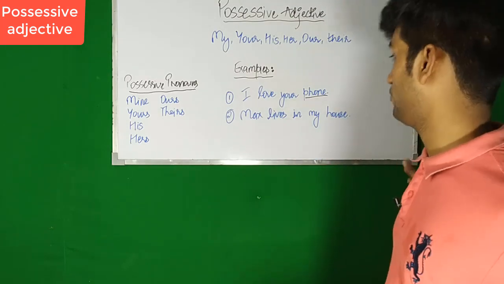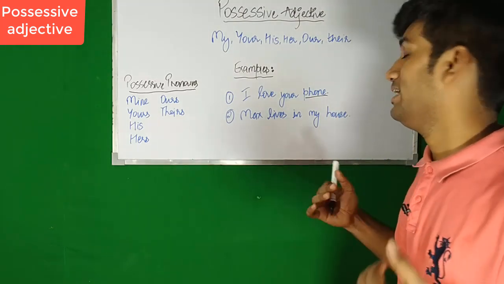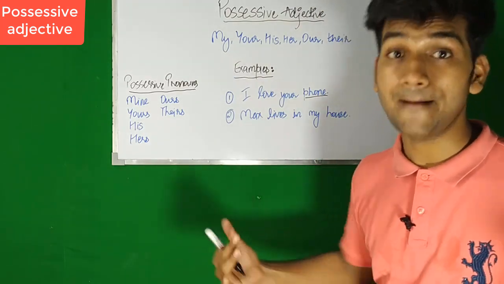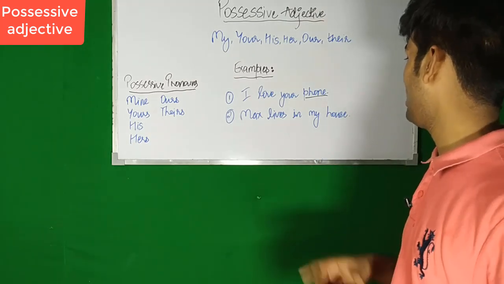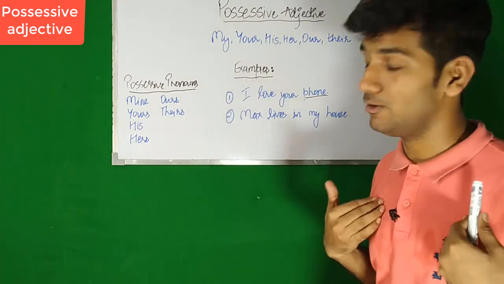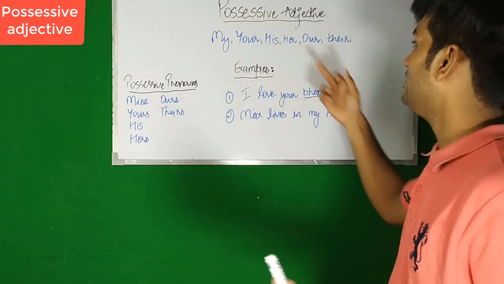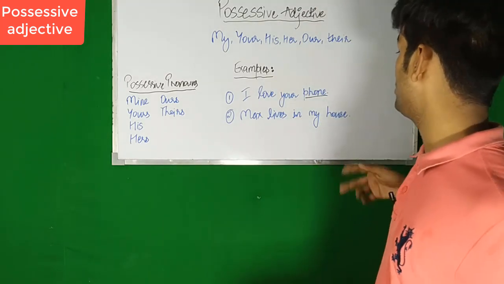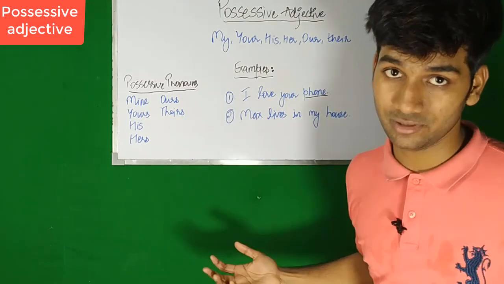Second example, Max lives in my house. Which house? My house. So my is the possessive adjective modifying the noun house, giving information about it. Again, I can replace this adjective my with any of these possessive adjectives. I can say Max lives in your house. Max lives in his, her, our, their house. Alright.